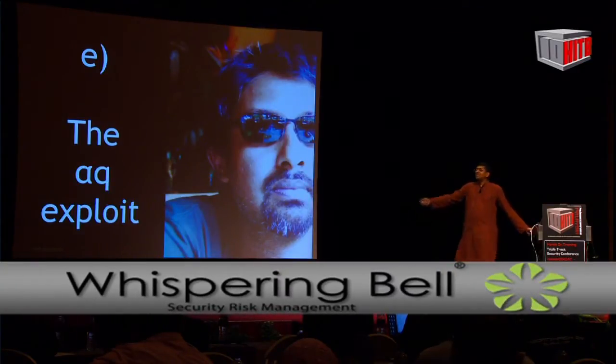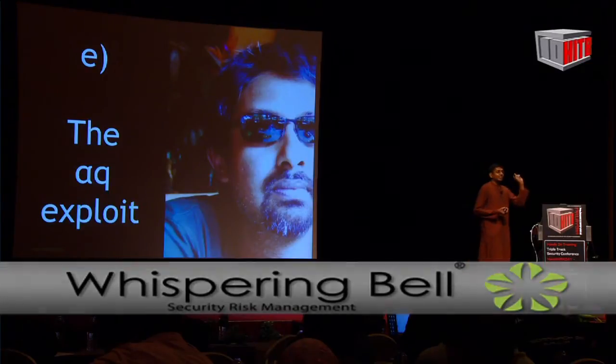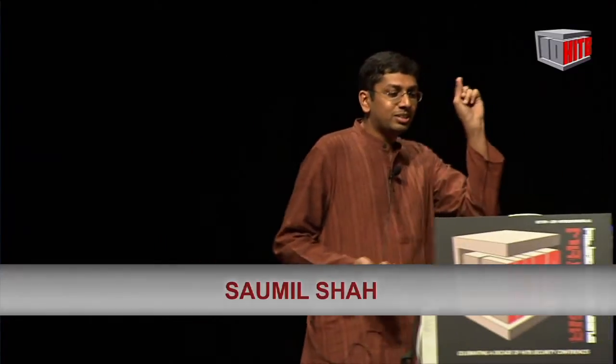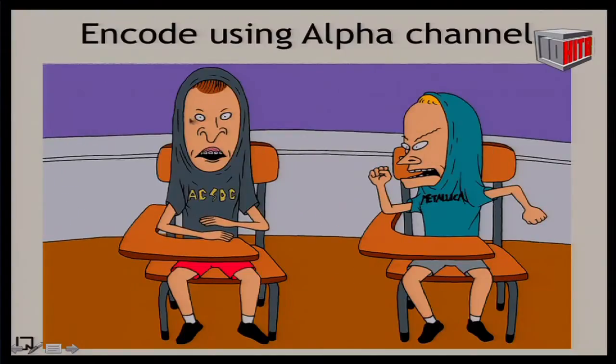Why? Because I'm using the alpha channel. If you don't use the pixels, but you use the transparency channel in the image, it's even stealthier. The pixels remain there, but the transparency values change. And you can encode the whole thing using an alpha channel. For example, here is an exploit using an alpha channel. See it? Okay, let me show you.